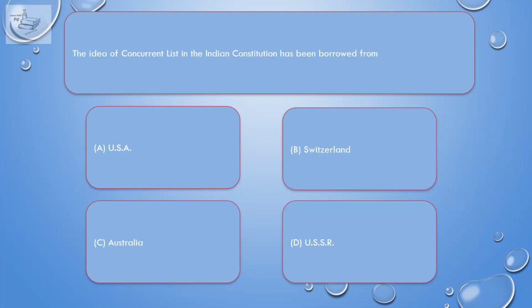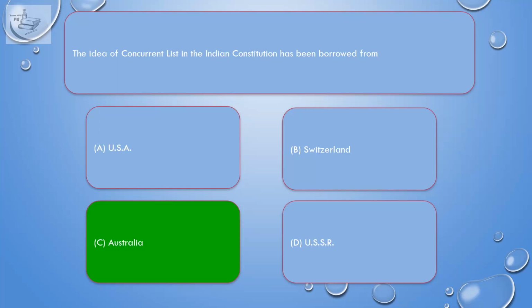Question: the idea of concurrent list in the Indian Constitution has been borrowed from A. USA, B. Switzerland, C. Australia, D. USSR. Correct answer is C. Australia.